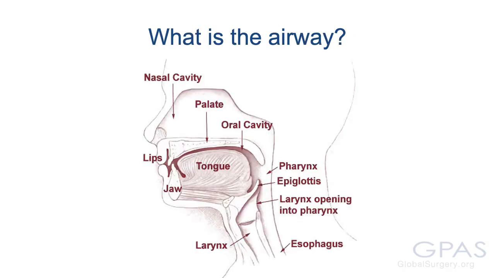What is the airway? The airway is the gateway to the lungs. The primary passage is through the nasal cavity to the nasopharynx, to the oropharynx, to the larynx, and then to the vocal cords, after which the air goes into the trachea and then into the bronchioles and to the alveoli.